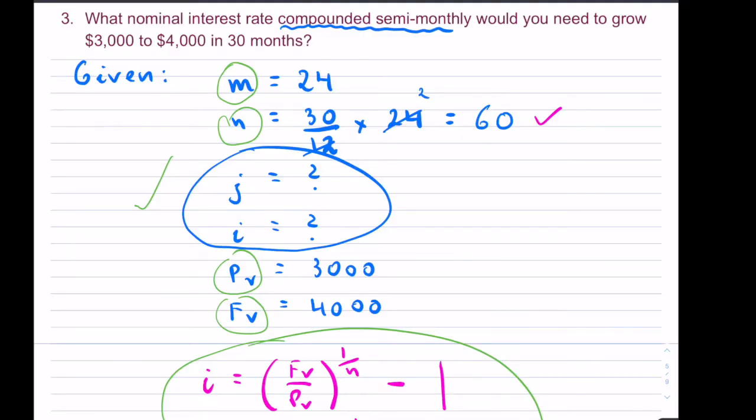Okay, now let's try to do this one by business calculator. So we have M, we know N, right? We know our present value and future value. Now in this particular case, notice it grows from 3,000 to 4,000, so we're going to have to be careful how we input these. One of them is going to have to be negative when you're inputting it into your business calculator.